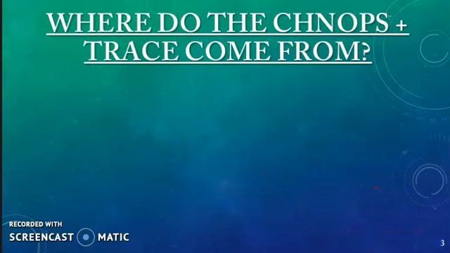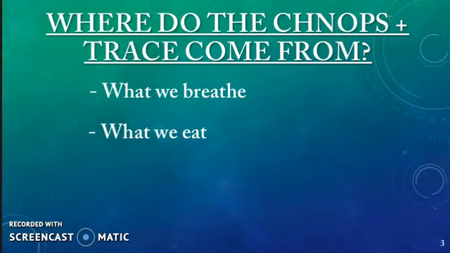Now, where do all of these CHNOPS plus the trace elements come from? Well, it turns out they come from what we breathe, what we eat, and, of course, what we drink. We can't control too much about what we breathe, although lately with the coronavirus, we do have to pay attention to who we're around so we don't breathe it in. That wouldn't be a good thing for us. But we can control what we eat and what we drink. So we're going to focus on both of those today.